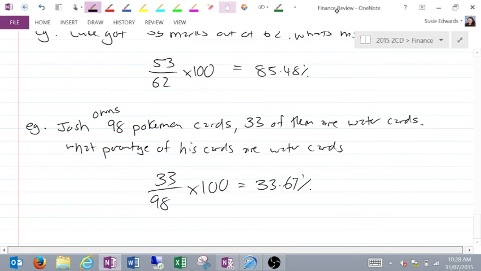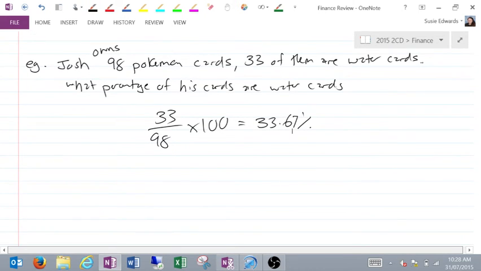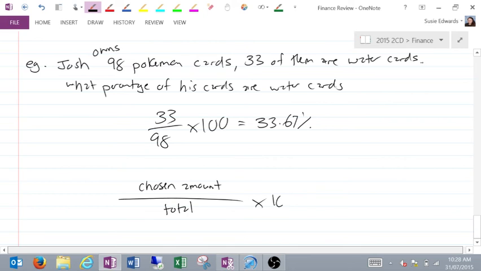All right, so how did we do this? Just quick steps. So you got your chosen amount, so whatever you're looking at, divided by what? Your total times by 100. That's your answer.